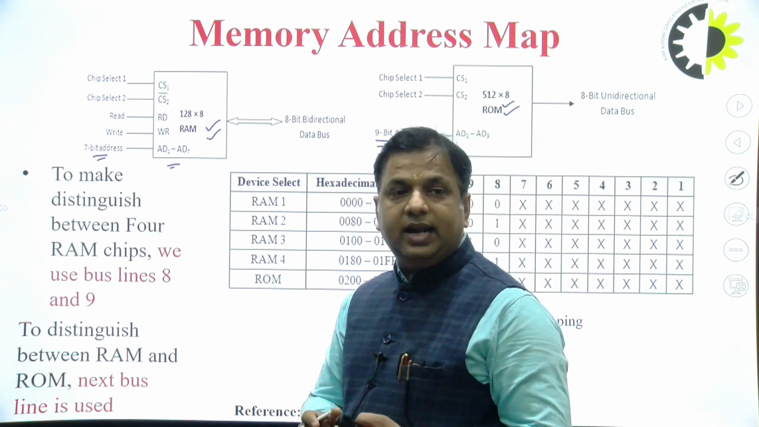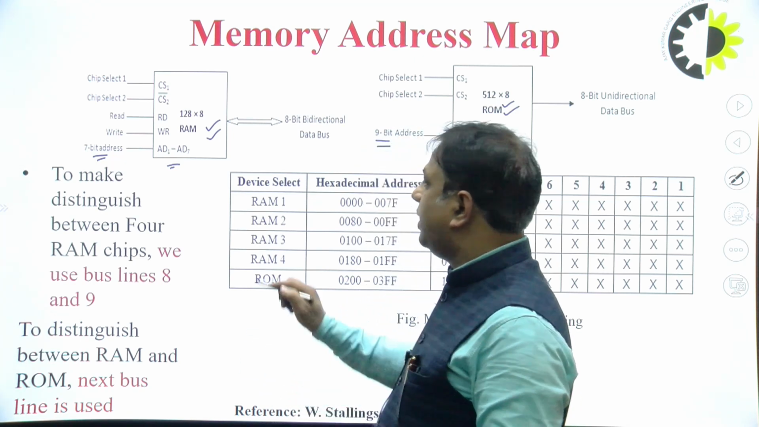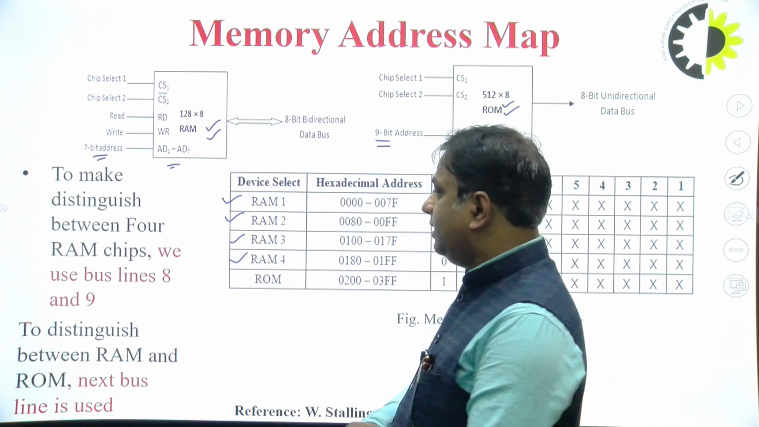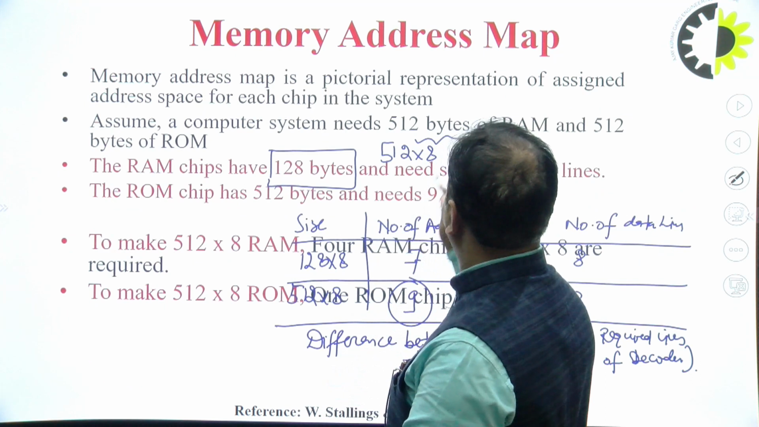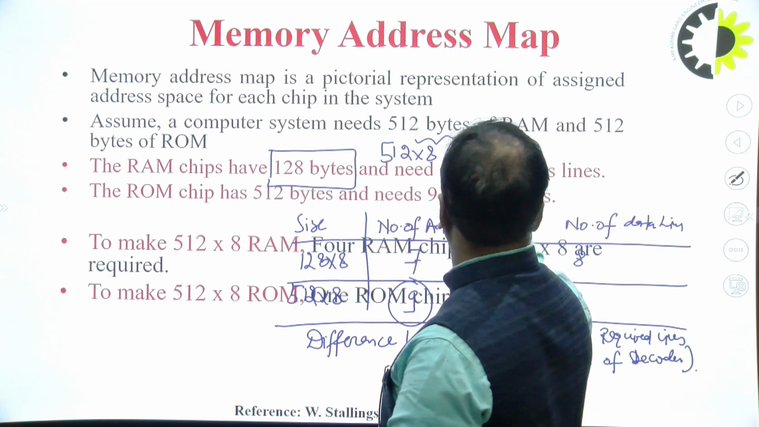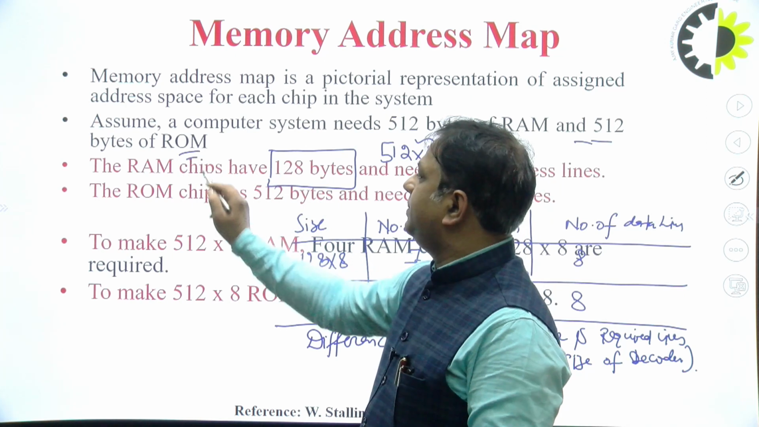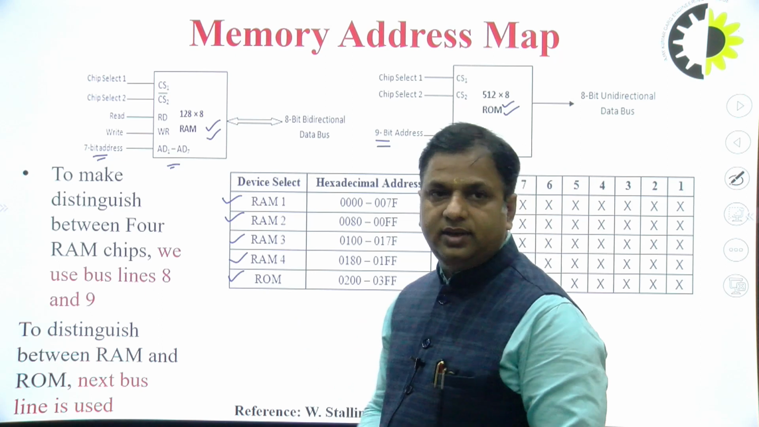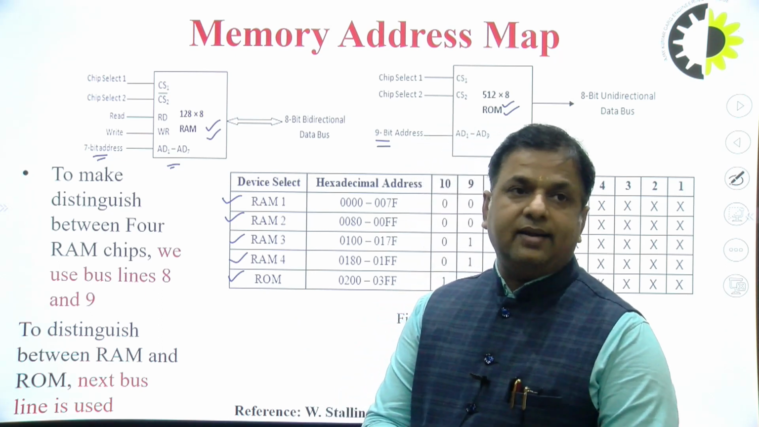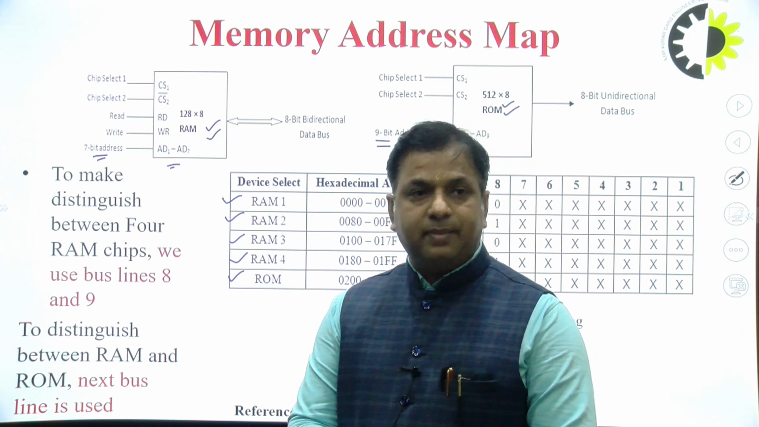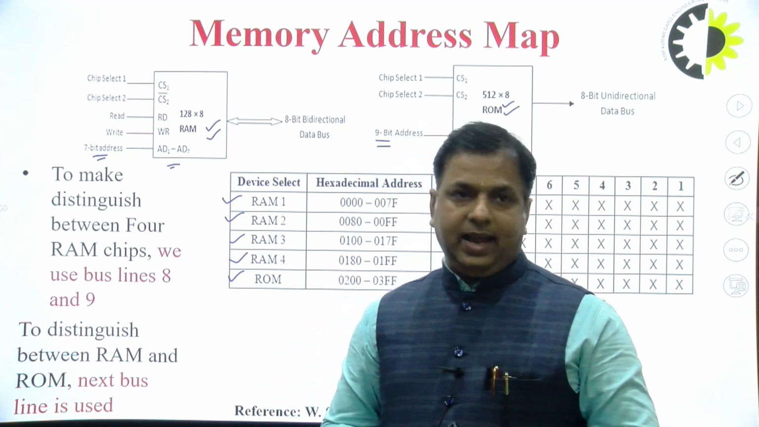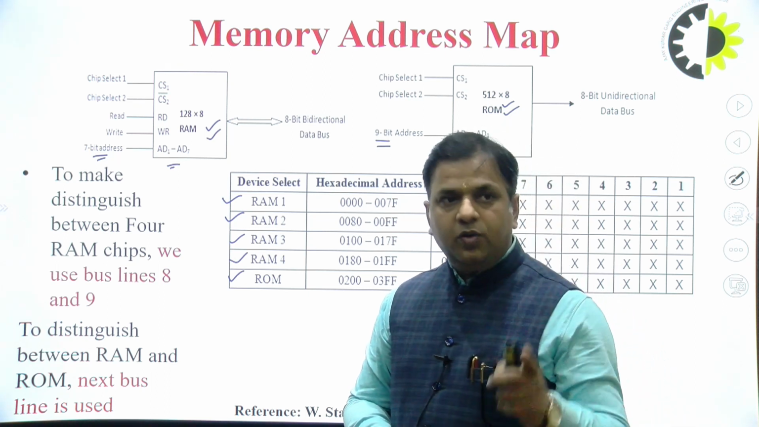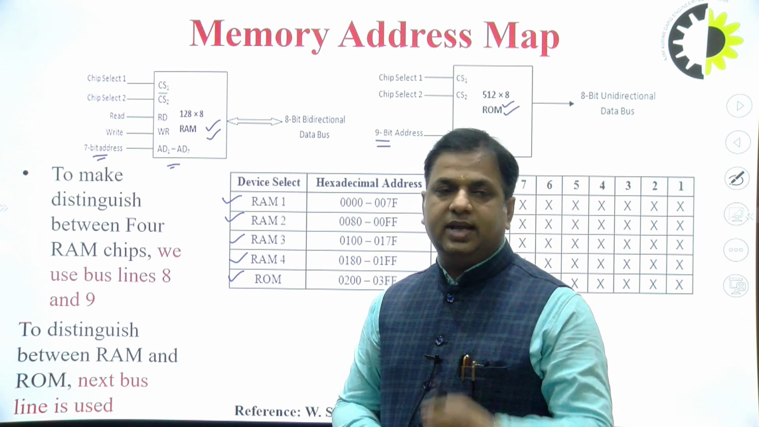Now how many RAMs are required, that we have calculated: we require 4 RAMs, 1, 2, 3 and 4, right? And how many ROMs are required? We need 512 bytes of ROM, and what is available is also 512 bytes. So only one ROM is required, right? Now comes the memory address map if we connect 4 RAMs. The size of one RAM is 128 and we want to make a RAM of 512 size, right.